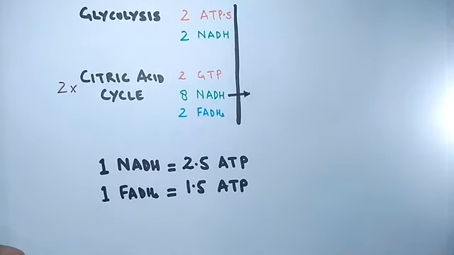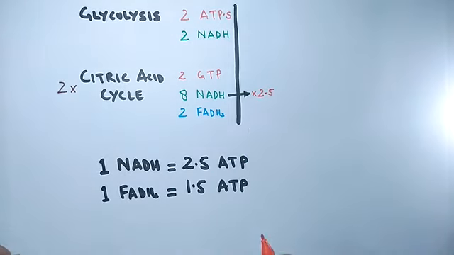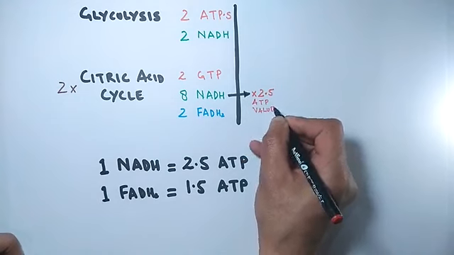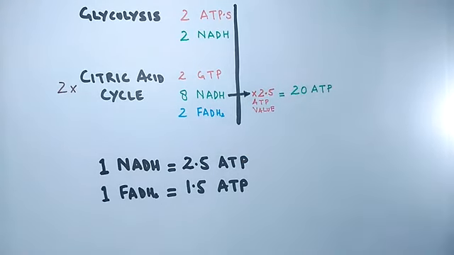From 2 turns of the Krebs cycle, we get 8 NADH molecules. These 8 NADH molecules are to be multiplied by 2.5 ATPs, which is the value of 1 NADH molecule in oxidative phosphorylation. So 8 multiplied by 2.5 means we will get 20 ATPs from 8 NADH molecules.